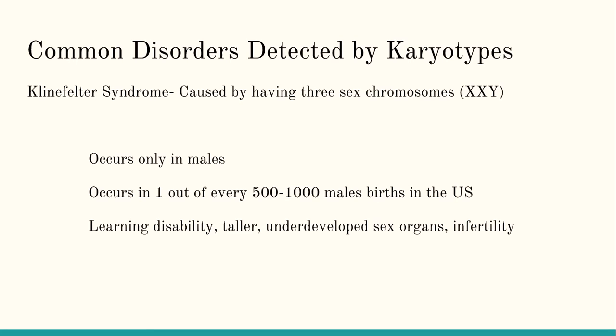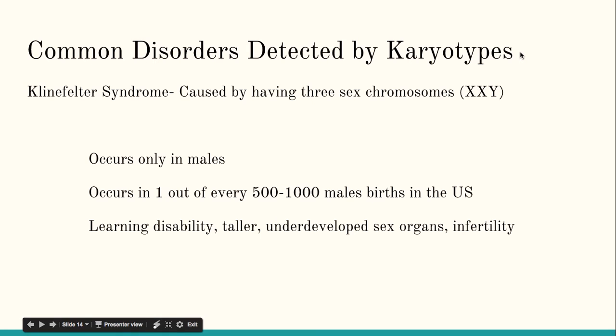Some symptoms with Klinefelters that you may see, generally Klinefelter males tend to be taller, they have broader hips, they might suffer from learning disabilities and underdeveloped sex organs, and most commonly infertility. It's actually not terribly uncommon for people with Klinefelters to not know they have it until they're into adulthood and they realize that they are infertile and they go to a doctor and see why, and then they realize they have this extra X chromosome hanging out.